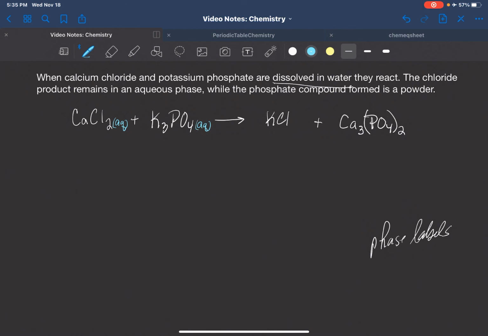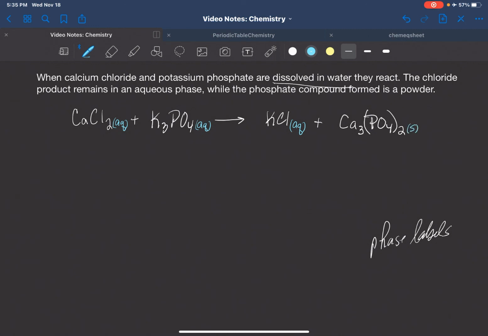It says the chloride product remains in aqueous phase. Well, this is the chloride product. It remains in aqueous phase, so we're going to come over here and put AQ. And while the phosphate compound is a powder, powder is a solid, so we could put an S.